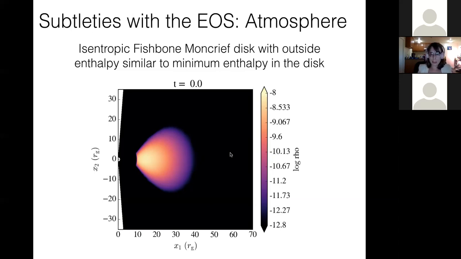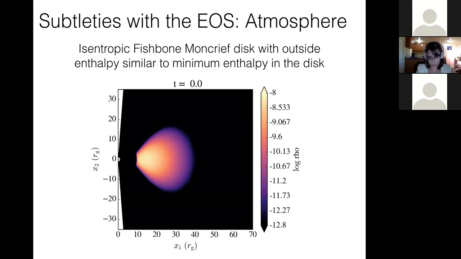So then what we did is, instead of defining the disk to where the enthalpy is equal to 1, we defined the disk as where the enthalpy is very similar to the minimum enthalpy in the tables. So that actually helps a lot with the problem, because as you can see, the central density compared to the atmospheric density is different by orders of magnitude.